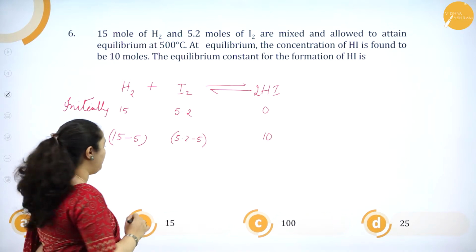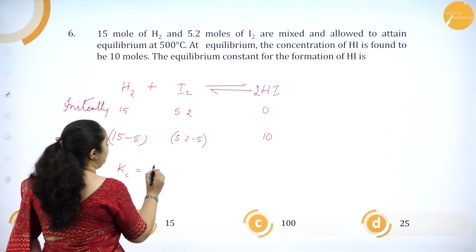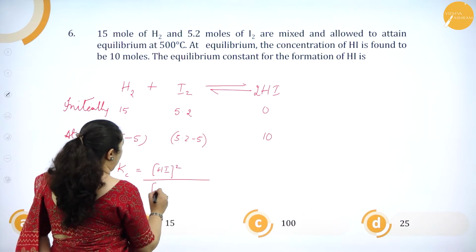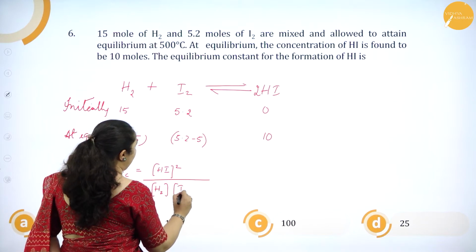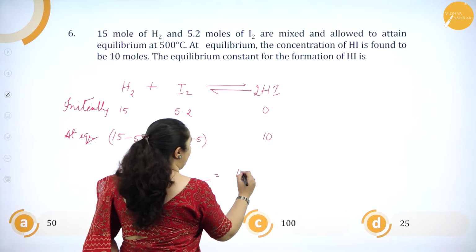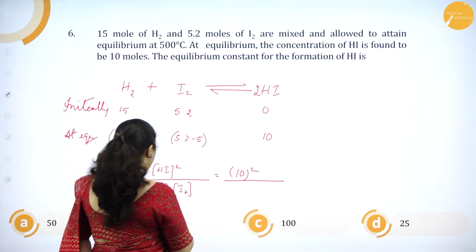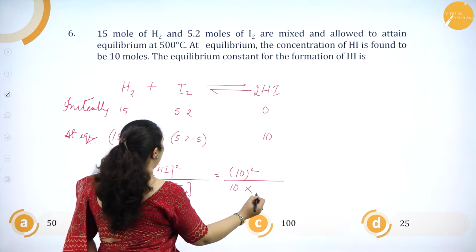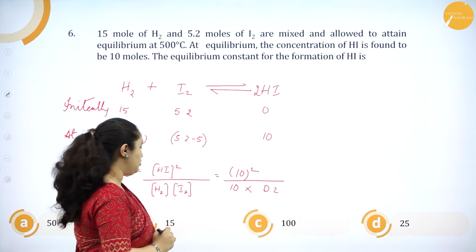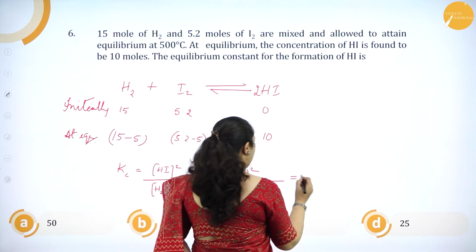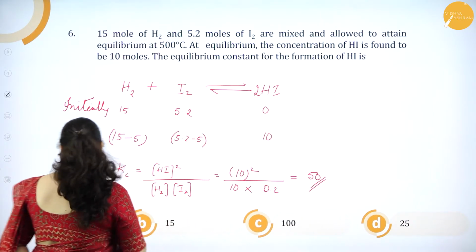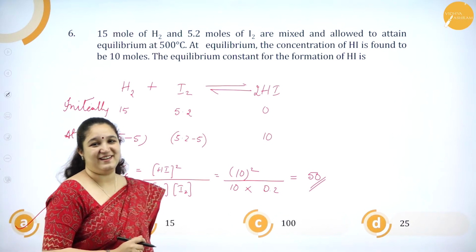So, we will use the formula for this. Kc is equal to the molar concentration of the products divided by the product of the molar concentrations of the reactants. Correct? What is HI at equilibrium? 10. 10 square divided by hydrogen, which is 10, into iodine, which is 0.2. Correct? So, if I solve this, I will be getting 50. So, option A, 50, is the correct answer.